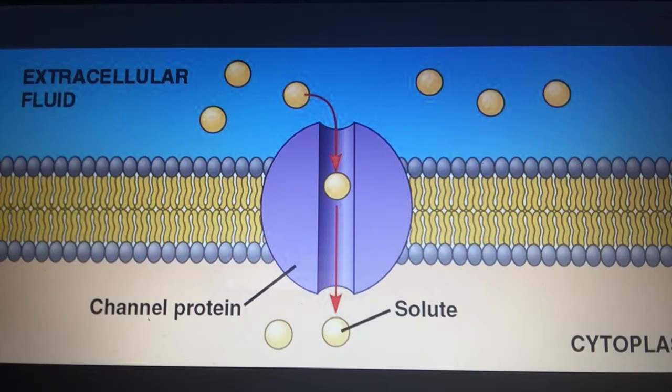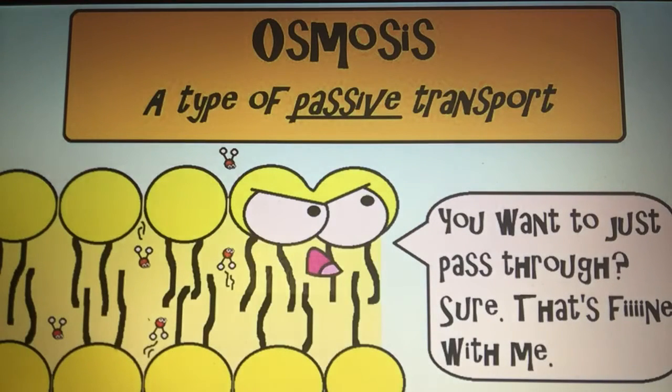Facilitated diffusion is also a form of passive transport. Remember the car going uphill versus downhill. This is the same thing. The only difference is these molecules need help being able to move through the cell membrane, and they get that help from special proteins embedded in the cell membrane called transmembrane proteins.